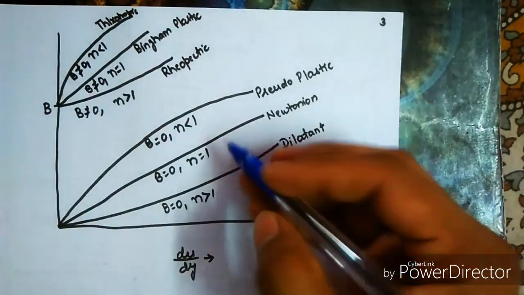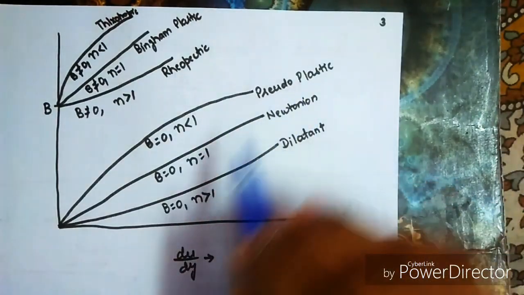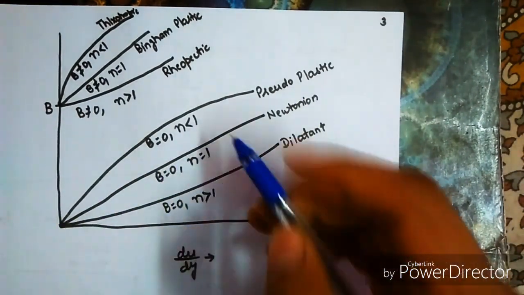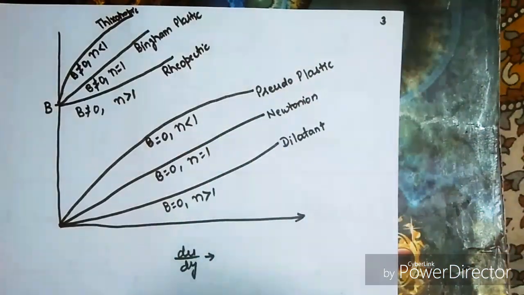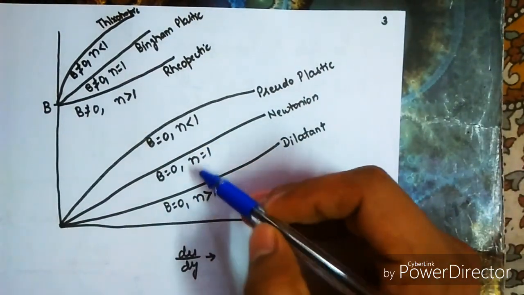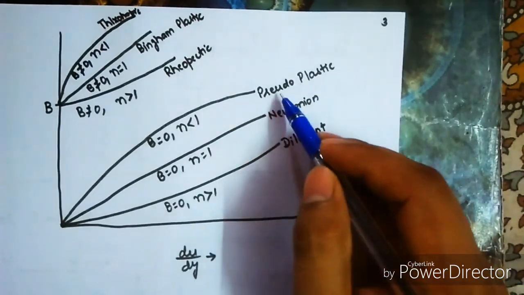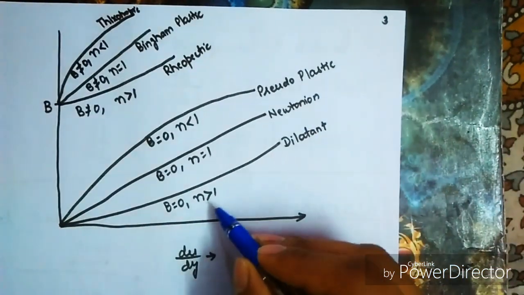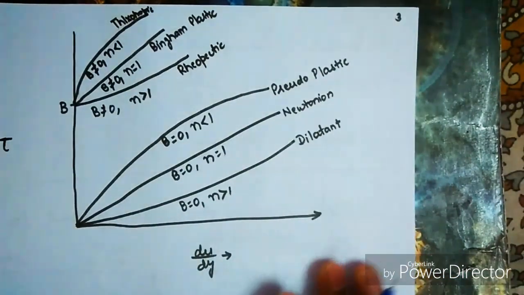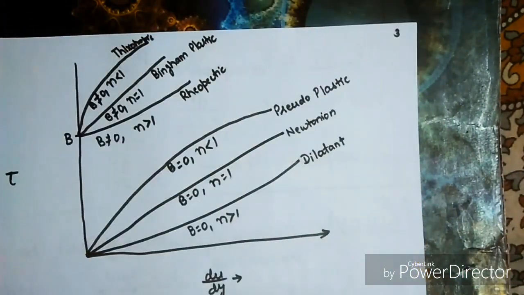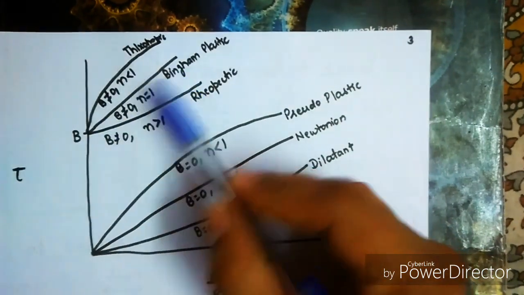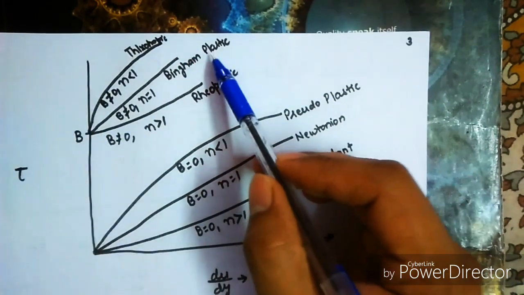For dilatant fluid and for pseudoplastic, for all these three, B equals 0. That is why this curve starts from 0 here, and this slope, that is n, is the power of the rate of change of velocity. When n is less than 1 we have pseudoplastic, when n is greater than 1 we have dilatant. Okay, now there are other cases when B is not equal to 0 and n equals 1, that is a straight line is formed, then Bingham plastic.